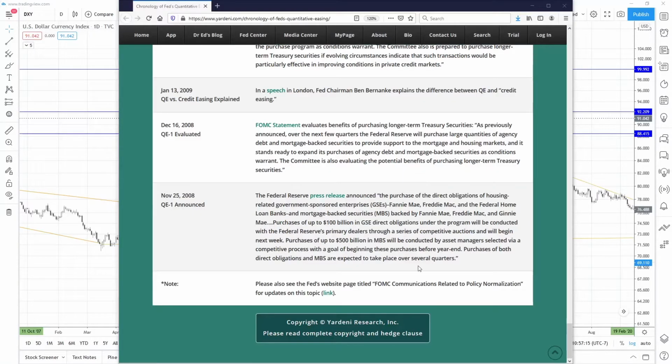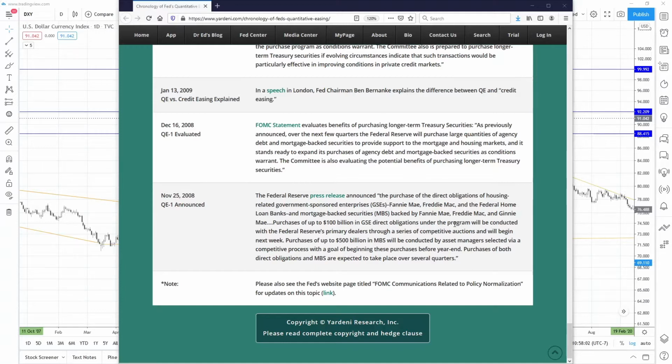Okay, so just as I expected, on November 25th, 2008, very close to the time where 10-year yields started to make a free fall, this is what happened. The Federal Reserve press release announced the purchase of direct obligations of housing-related government-sponsored enterprises, Fannie Mae, Freddie Mac, and the Federal Home Loan Banks, and mortgage-backed securities backed by Fannie Mae, Freddie Mac, and Ginnie Mae. Purchases of up to $100 billion in GSE direct obligations under the program will be conducted with the Federal Reserve's primary dealers through a series of competitive auctions and will begin next week.